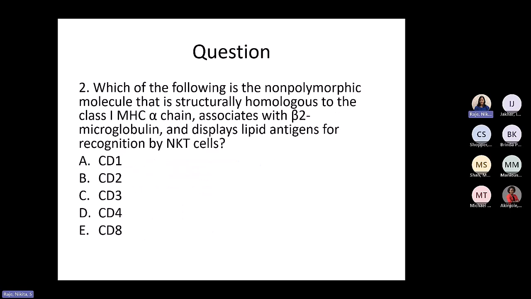Which of the following is a non-polymorphic molecule? Homologous to class 1 MHC alpha chain, associates with beta 2 microglobulin, displays lipid antigens to NKT cells. Should be choice A, CD1. Yeah, CD1 is correct. Right.